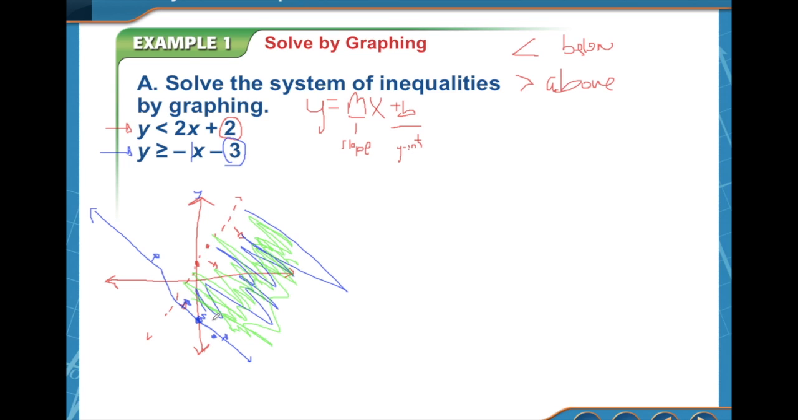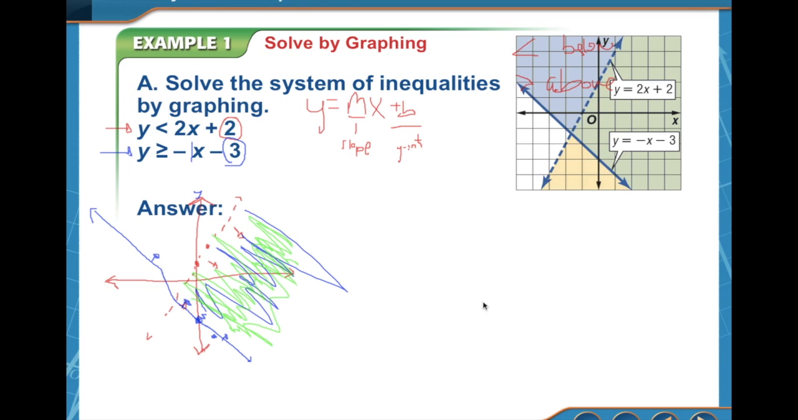Below the first line and above the second one. And here's that answer shown perfectly in our example. The first line here is dotted. We shaded below it. And the second line was solid, and we shaded above that. Which region of the graph is true for both of those? Just the green section here. That's the part that's below the dotted line and above the solid line, just the green.